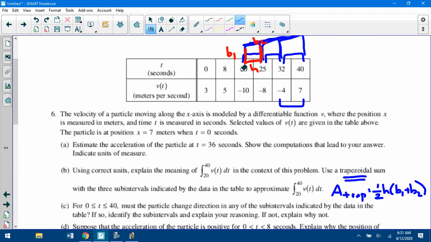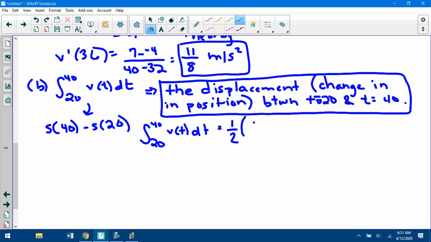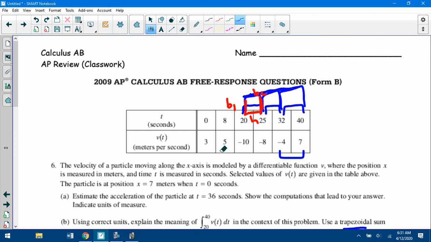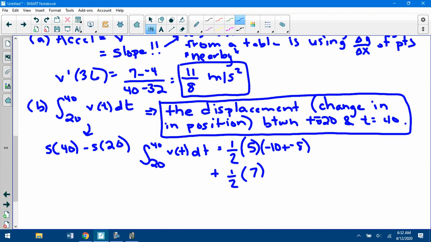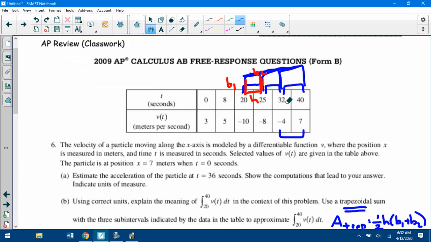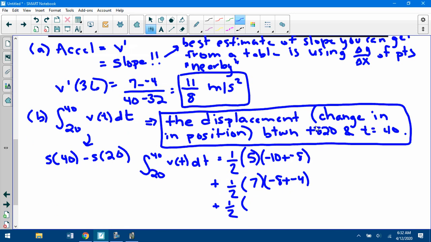The first one's going to be 1/2 times 5 times the first height is -10, and the second one's -8. So 1/2 times 5 times -10 plus -8, plus 1/2 times the second trapezoid height is 7 times the height of -8 plus -4. So 7, -8 plus -4. And the last one is 1/2 times the height of 8 times -4 plus 7.